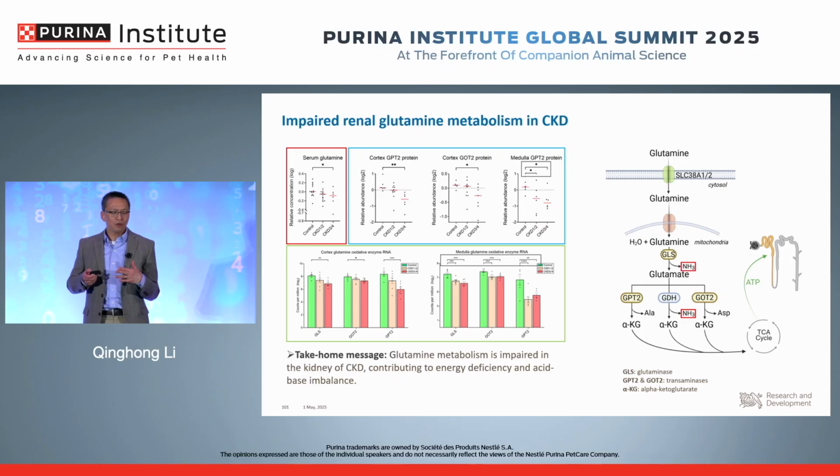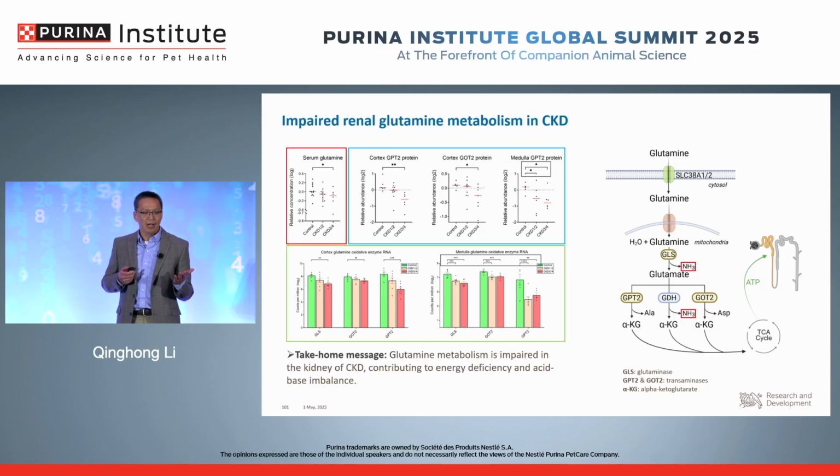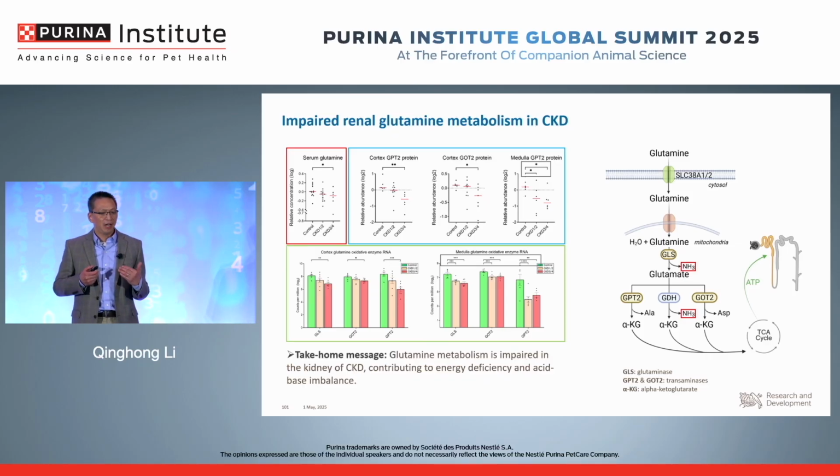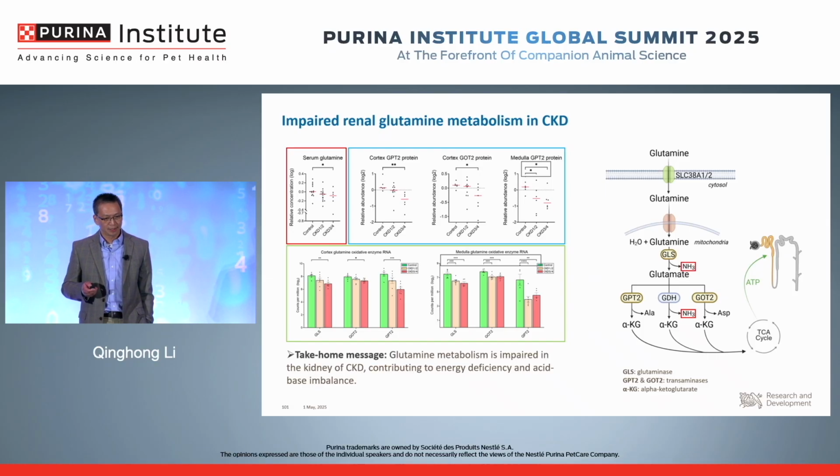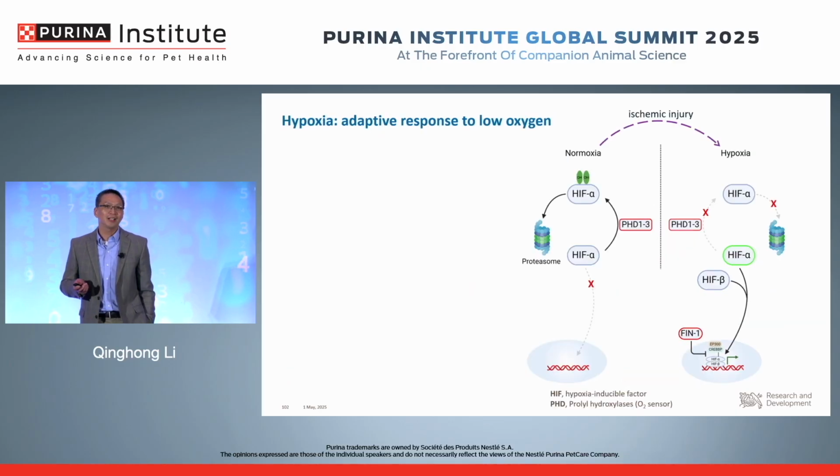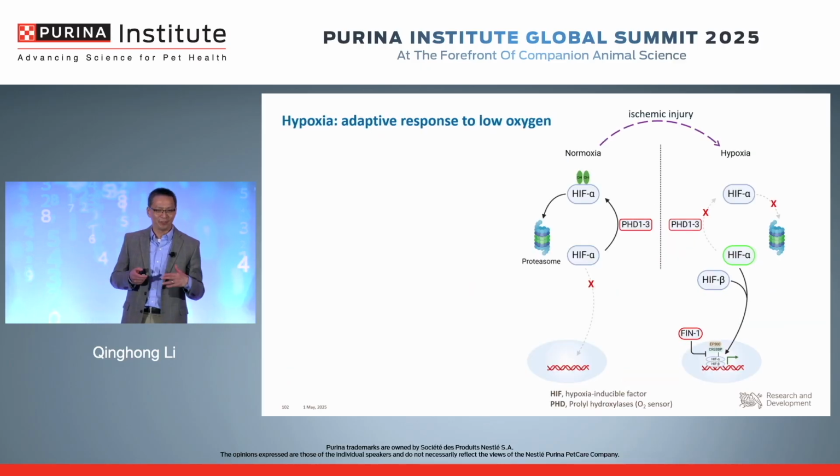So our data showed that glutamine metabolism is impaired in the kidney of CKD, and that may contribute to energy deficiency as well as acid-base imbalance in cats with the disease. So next we're going to talk about hypoxia. This is my favorite topic.